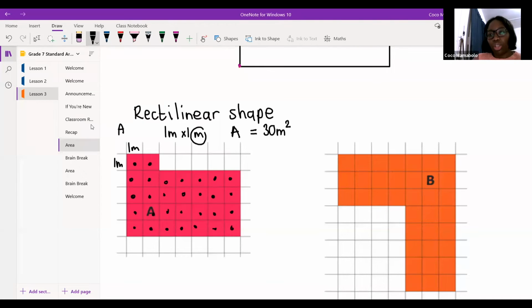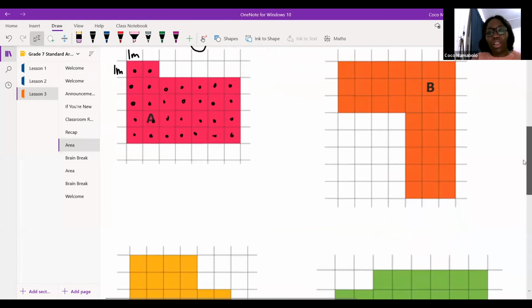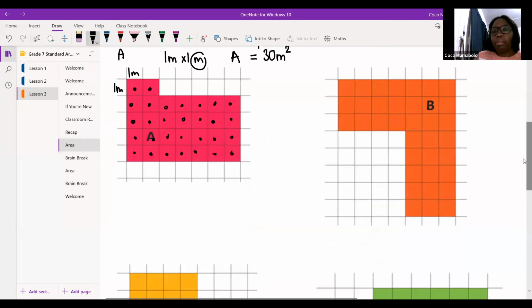Okay, so you guys get the idea. I want you guys to count up the squares because that tells us how many square meters we have. Right, now I want you guys to do B. B is actually measured in centimeters, but 1 centimeter by 1 centimeter squares. So I want you guys to tell me what is the area of B. Pop it in the chat for me.